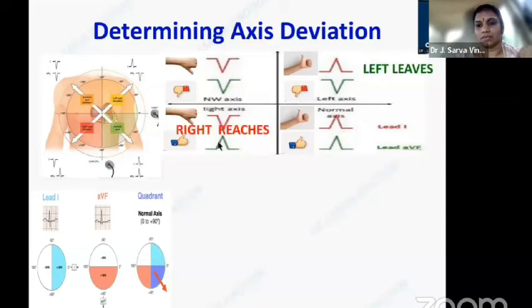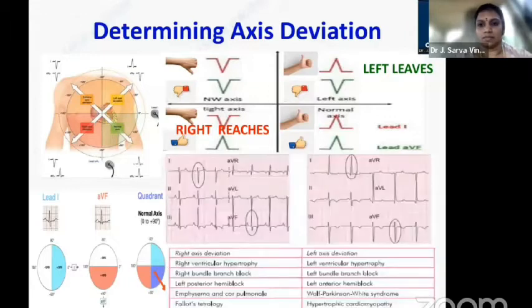But what happens if there is right axis deviation? Both the QRS complexes will be reaching each other. So lead 1 and AVF will be reaching each other. And if it is left axis deviation, they'll be leaving away from each other. So right reaches and left leaves. You can use this as a mnemonic for right axis deviation and left axis deviation.